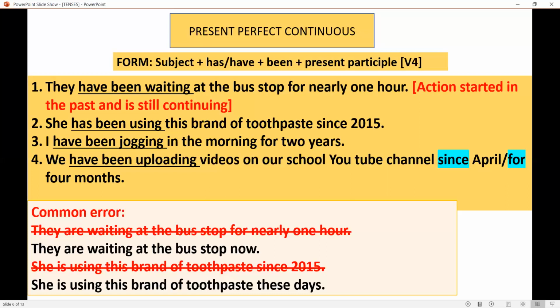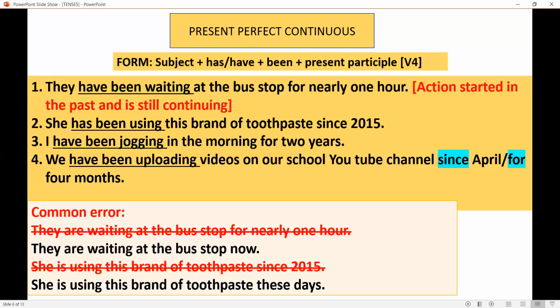Clear? Yes. Now the common error which we see in writing, even while speaking, is this one. They are waiting at the bus stop for nearly 1 hour. It is wrong. That usage is wrong. You can say like this: they are waiting at the bus stop now. That word now indicates that it is happening at present when I'm talking.